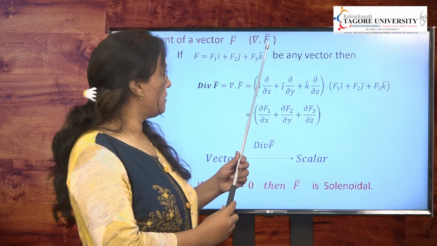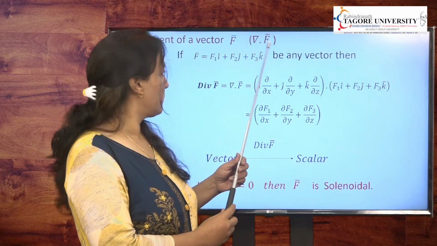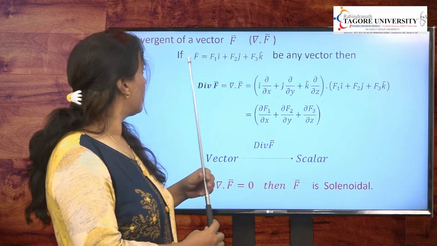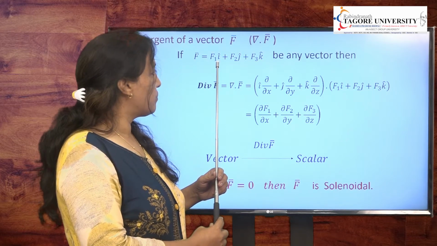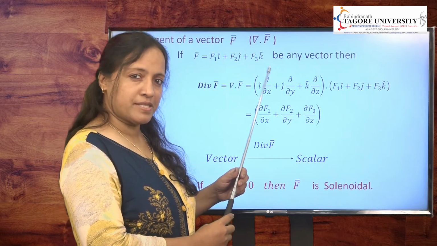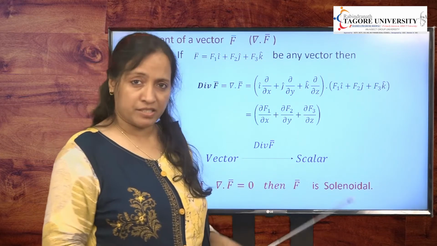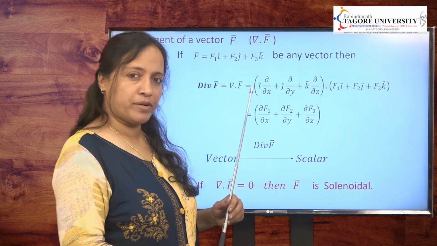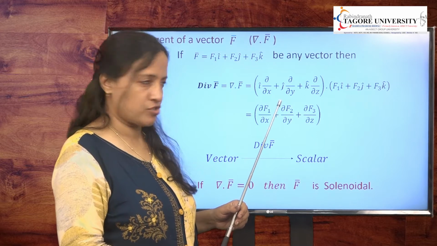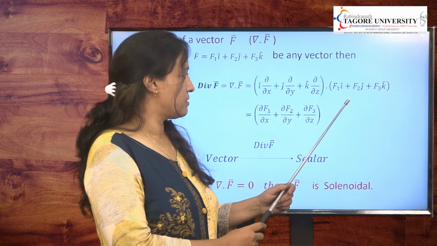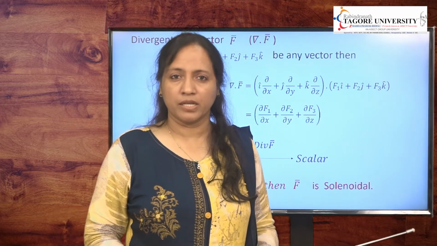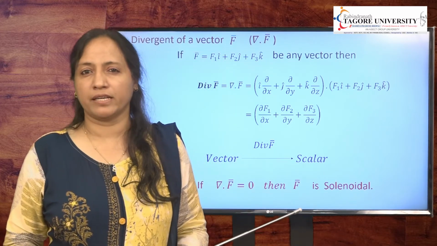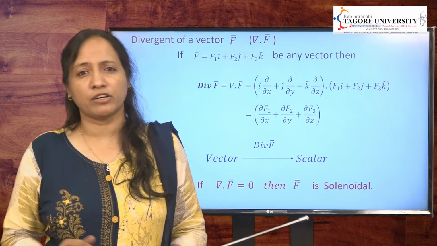Divergence of a vector f bar. This operator del with this vector function, dot product between them, because divergence is there. If f is equal to f1 i plus f2 j plus f3 k be a vector function, then div f is the dot product between del and this vector function. See this. As we already know, I have already taught you earlier that i dot i, j dot j and k dot k is 1.